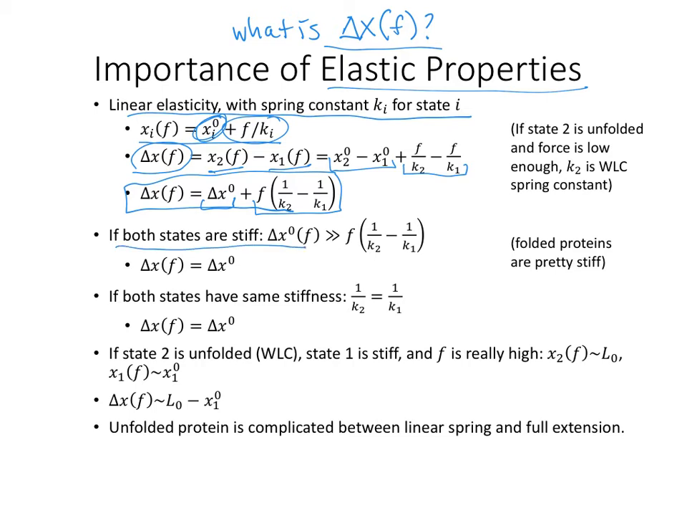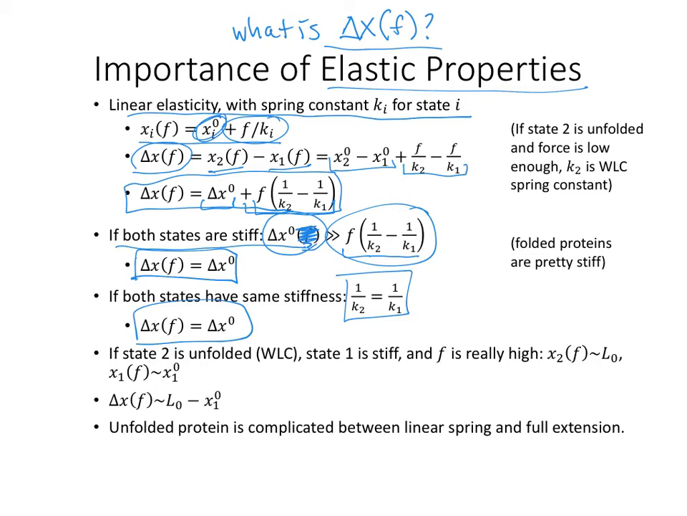If both states are stiff, that means that 1 over K2 and 1 over K1 are really small numbers, and F times them will be much less than the difference in length without force. And in that case, you can just neglect this second term, and you can say that the difference in length at the force is around the same as it was in standard conditions. You can say the same thing if the spring constants are identical, because then this term is 0, even if they were soft. So again, we get the same very simple expression.